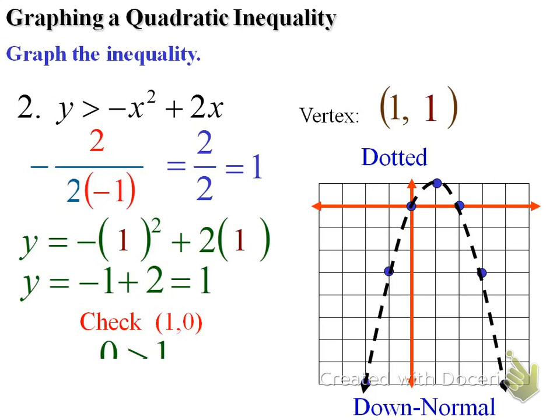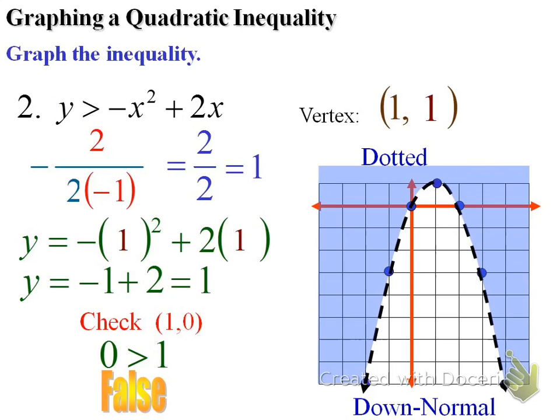So when you plug it in, you have 0, and then on the right side you'd get negative 1 plus 2, which is 1. So is 0 greater than 1? No, so I need to shade outside of the parabola. What are your questions on this?